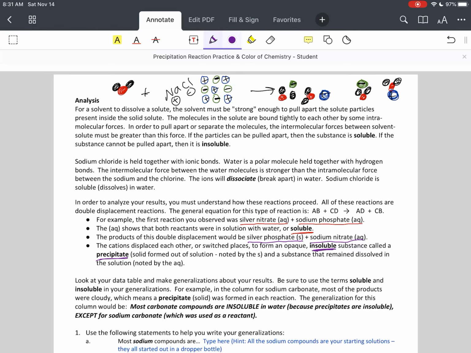This is the analysis section of the lab. And for this section, what we're going to be doing is just reviewing our data and looking into and making sure we understand why a precipitate was formed in some of the reactions. So the first section here, I'll summarize this a little bit for you. It's just reminding you what it means to be soluble and what it means to be insoluble.